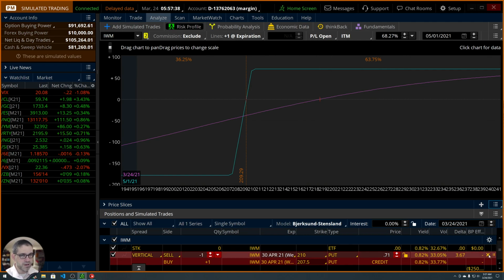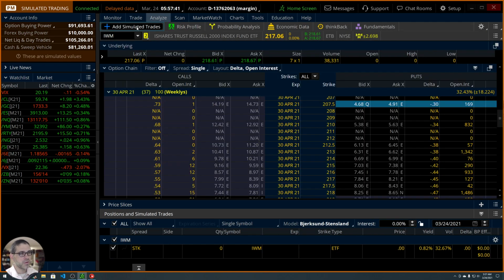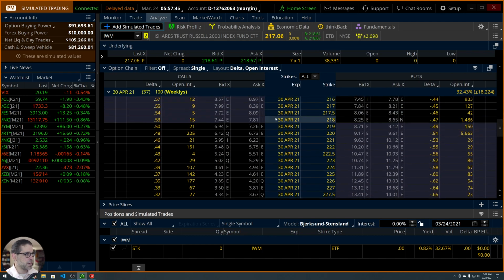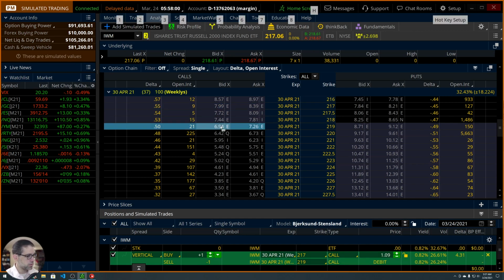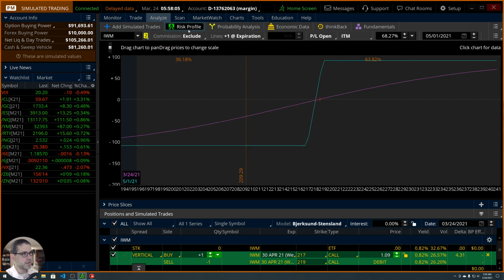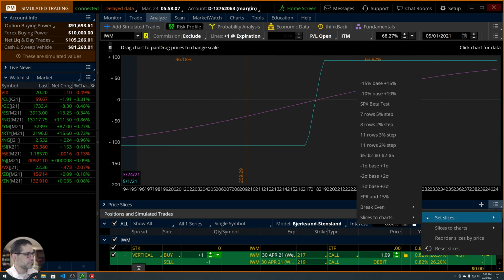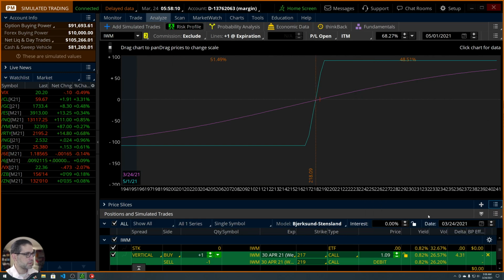Now that we've looked at that alternative, what about being bullish with a long call vertical? Let's take a look at buying, where are we? In the bid ask, 218. So we want to buy, let's try the 217 and sell the 219. Yeah, risk one to make one. I kind of like that one. Set slices to break even. Yeah, the probabilities aren't as good.